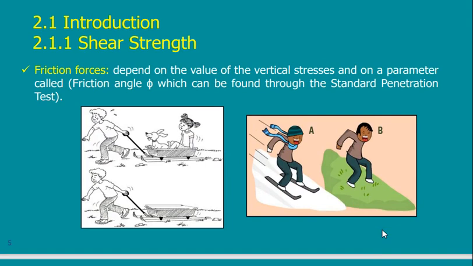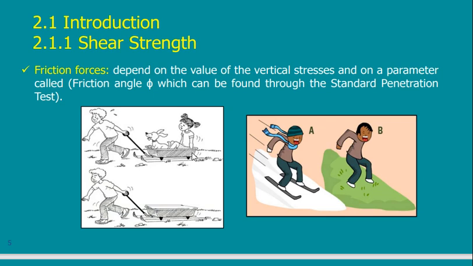Now we know that we have something called shear strength. It exists in the soil, and this shear strength is either friction or cohesion. So let's understand what friction is and what cohesion is. Look at these two slides.